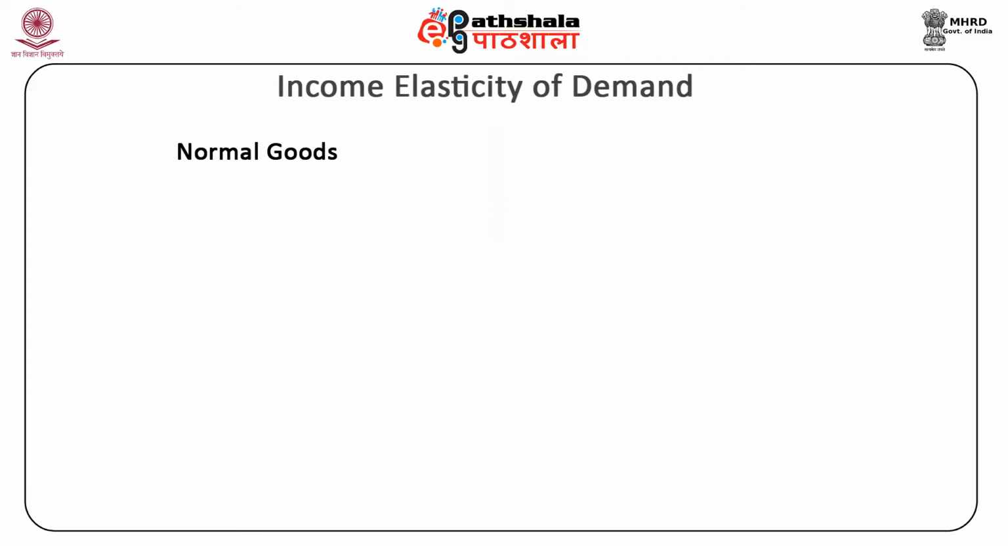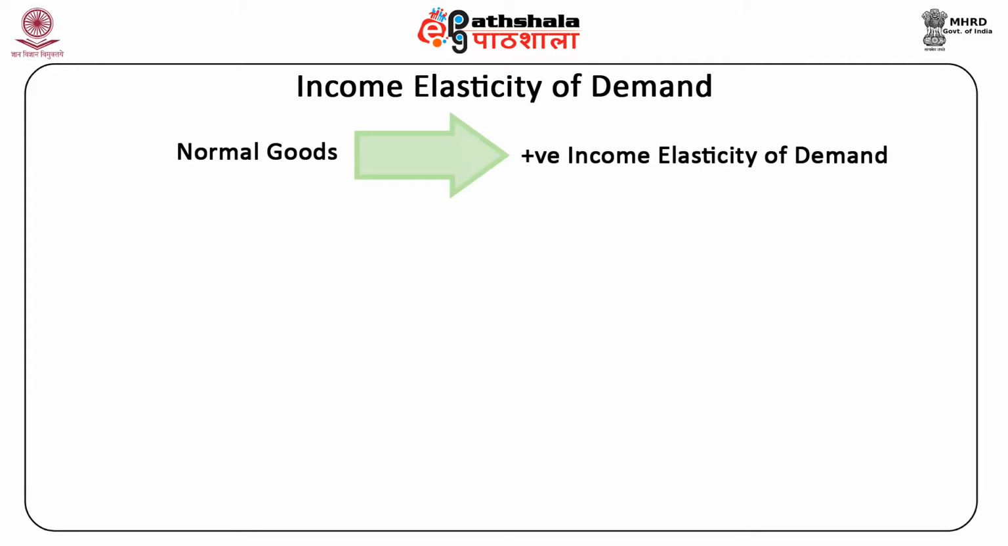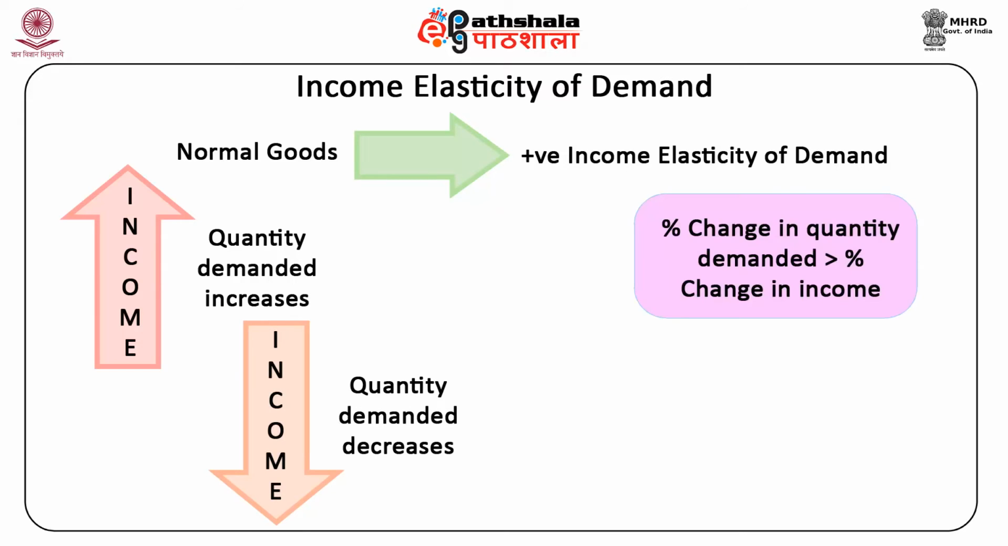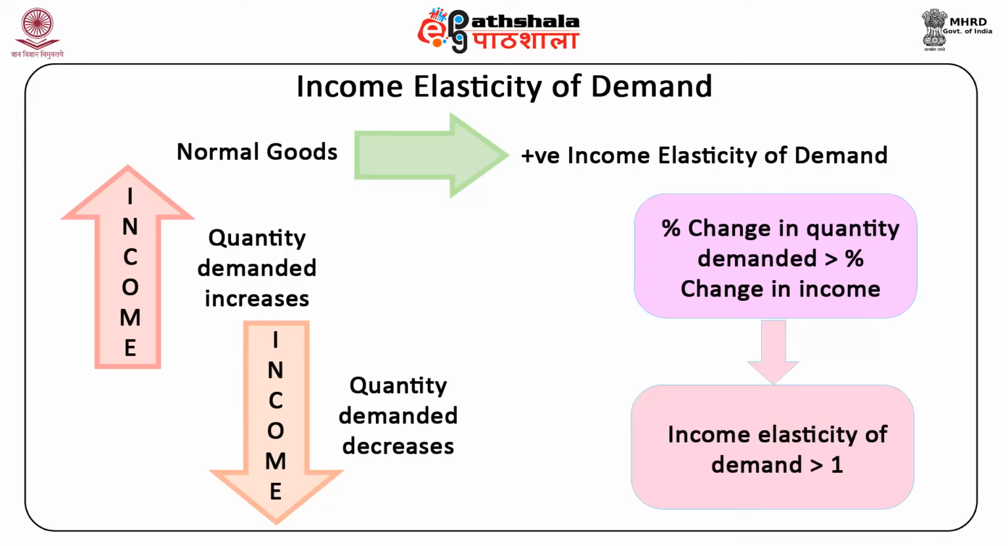For most normal goods, income elasticity of demand remains positive. It means that when there is an increase in the income level, quantity demanded also increases and vice versa. If the percentage change in quantity demanded is larger than the percentage change in income, the income elasticity of demand will be greater than unity.